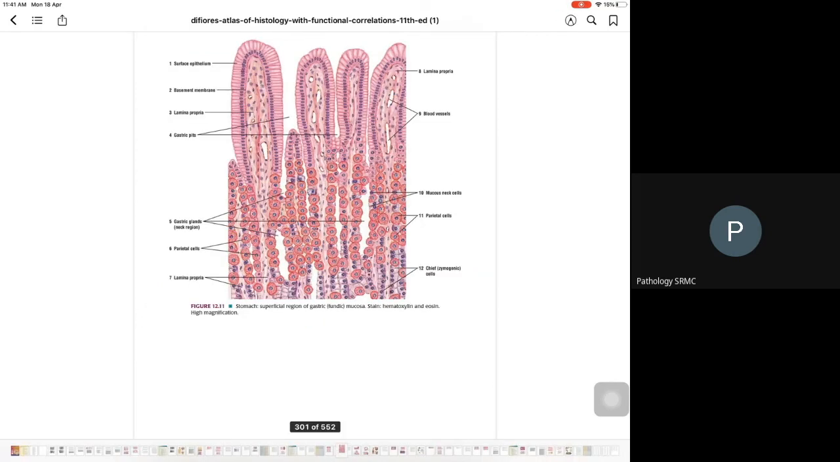Stomach, superficial region of gastric fundic mucosa, stain H&E, high magnification. From the top left, surface epithelium, then basement membrane, lamina propria, gastric pits, gastric glands, that is a neck region, parietal cells, lamina propria, once again lamina propria, blood vessels, mucous neck cells, parietal cells, chief or zymogenic cells, sir.